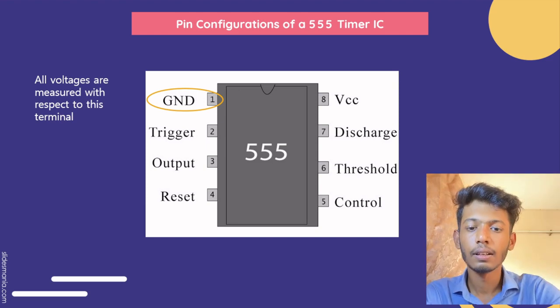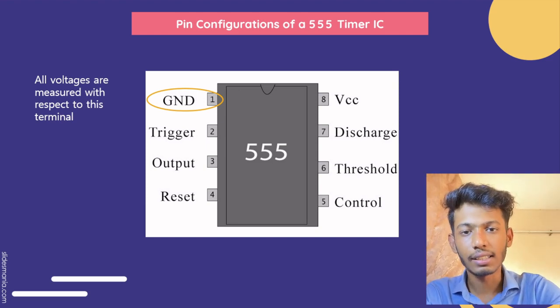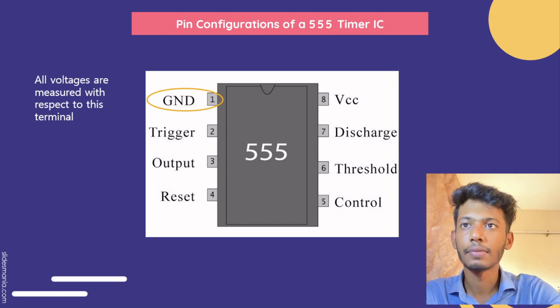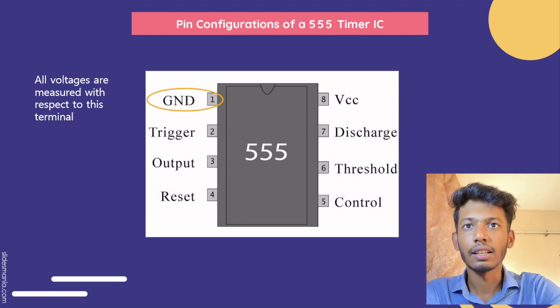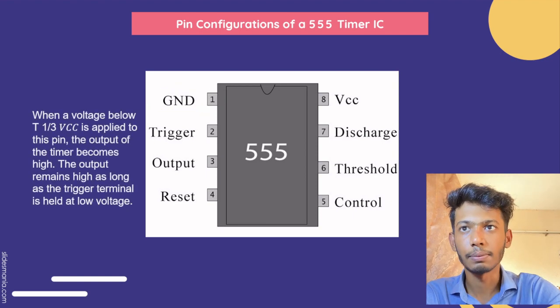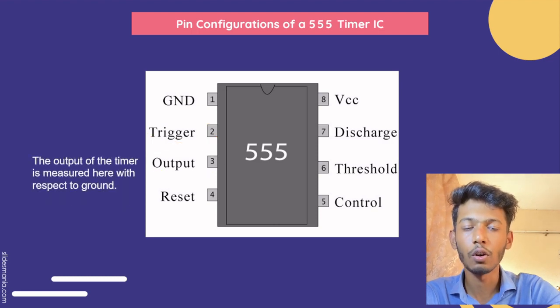Now I am discussing the pin configuration of the 555 timer IC. As you can see, the ground is the first one. All voltages are measured with respect to this terminal. The second one is trigger. When a voltage below 1/3 VCC is applied to this pin, the output of the timer becomes high. The output remains high as long as the trigger terminal is held at low voltage.